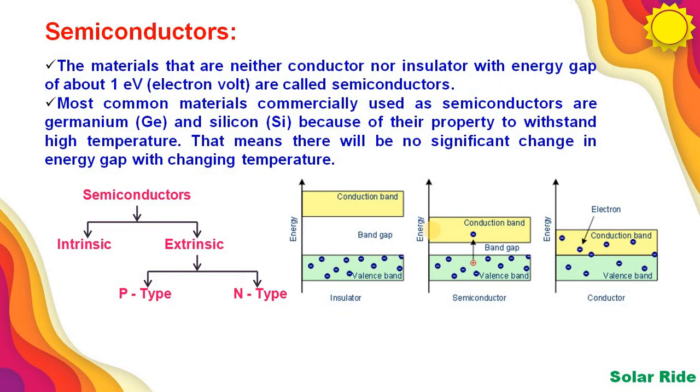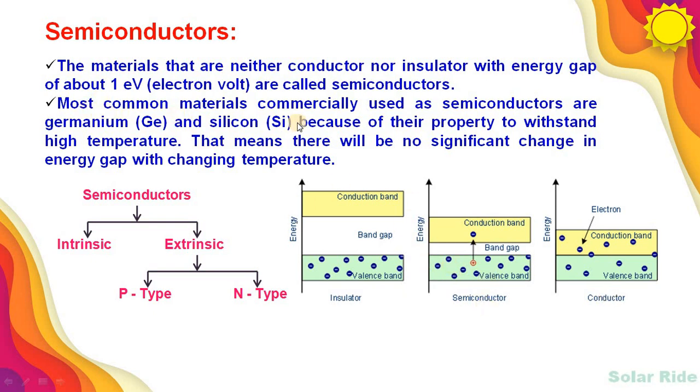The next basic topic is semiconductors. The materials that are neither conductor nor insulator, with an energy band gap of about 1 electron volt, are called semiconductors. Here observe the semiconductor; we have a clear picture of the energy band gap. An insulator has a large band gap. A conductor has no band gap at all. The semiconductor lies in between the insulator and the conductor.